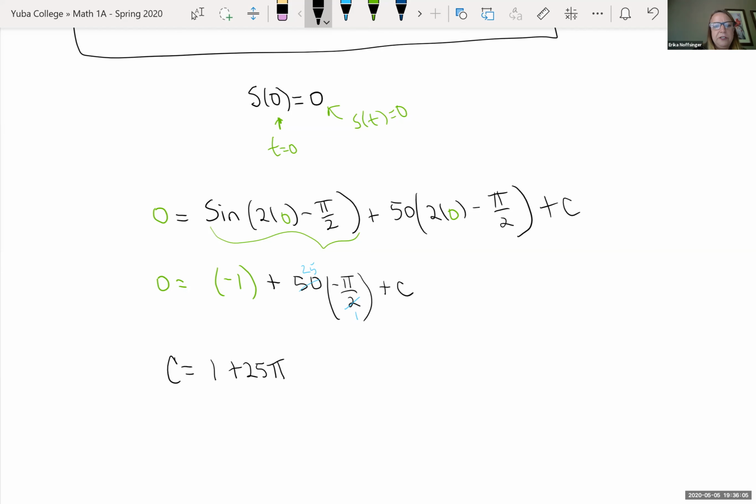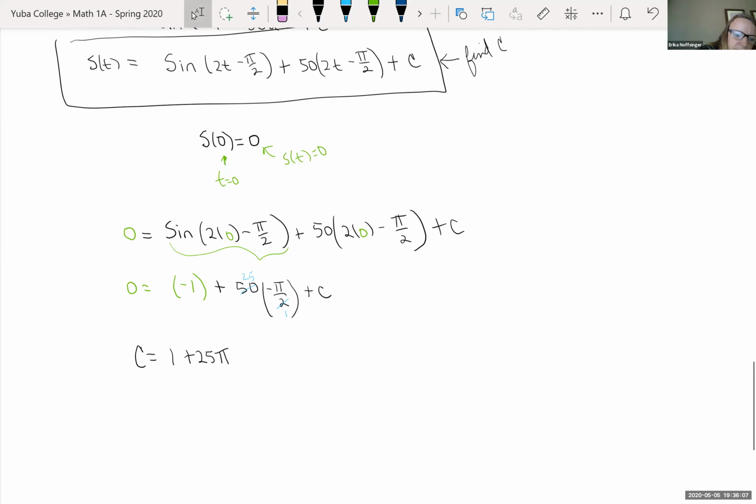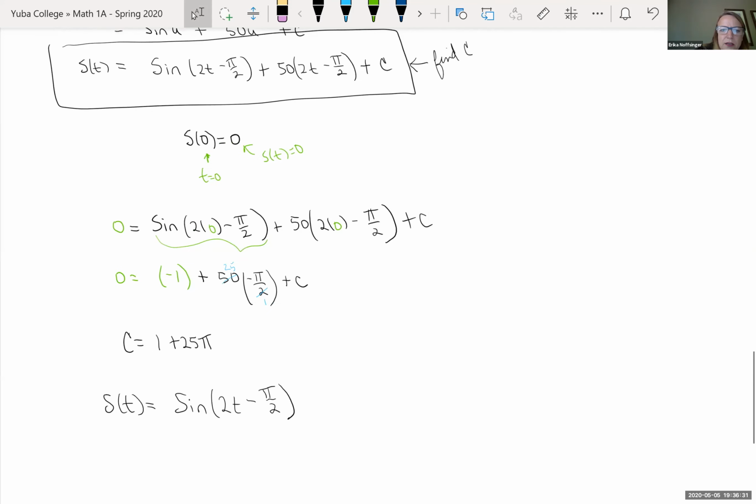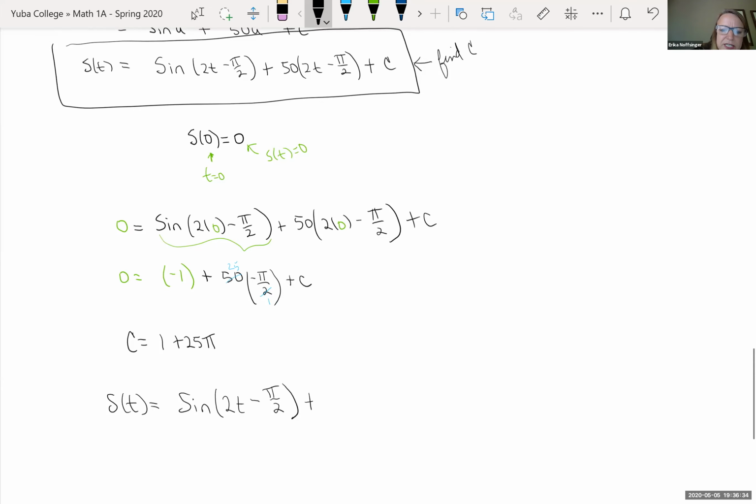And so our original function is the sine of 2t minus pi halves. I guess we could distribute the 50 now if we wanted. Might as well do that. So this is plus 100t minus 25, 50 times pi halves. So that's going to give me negative 25 pi.